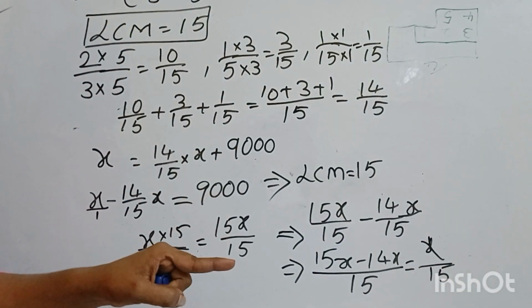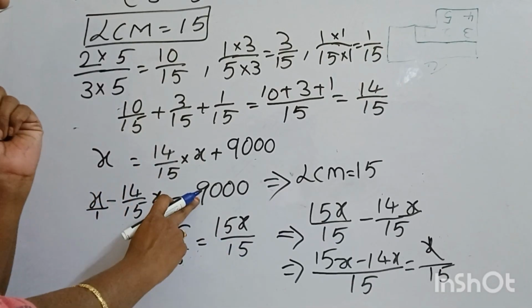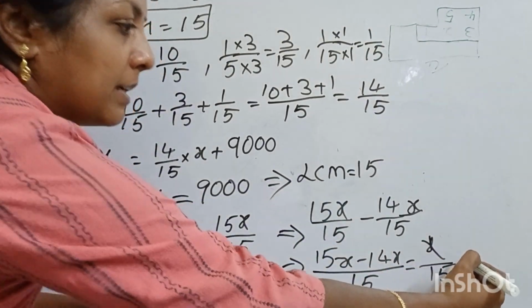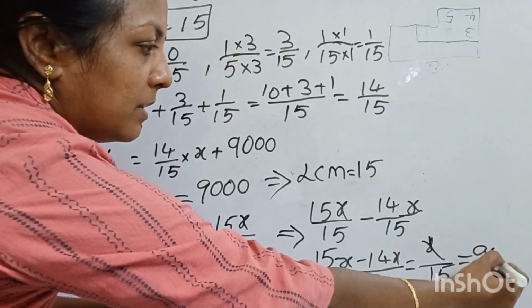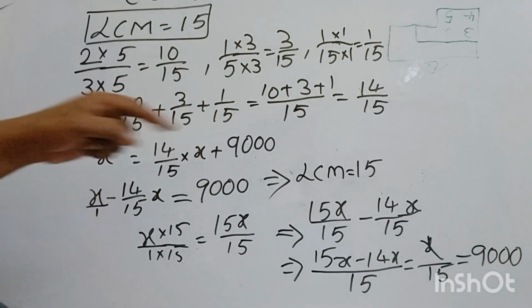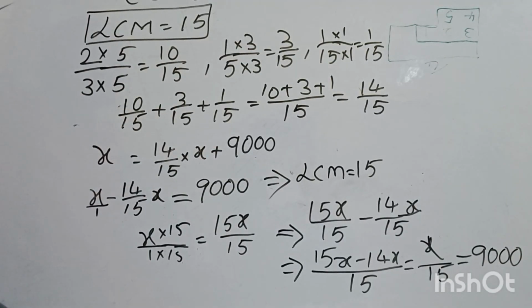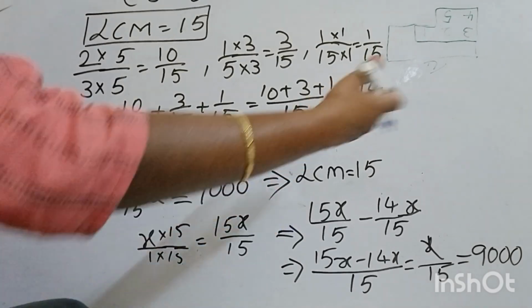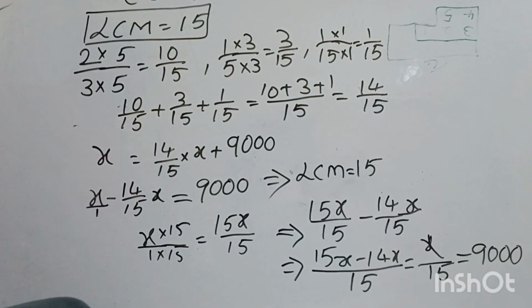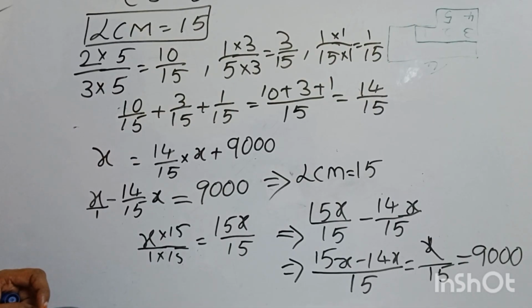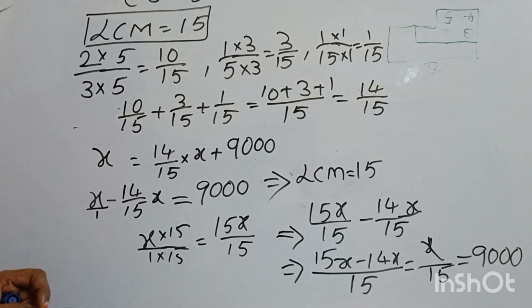So x by 15 is equal to how much, children? 9000 is there on the right hand side. So x by 15 is equal to 9000. Now what we have to do next is find the value of x, right? That is the reason we have to send that 15 also to the right hand side. Now we'll transpose that to the right hand side. Who's that? The x by 15.